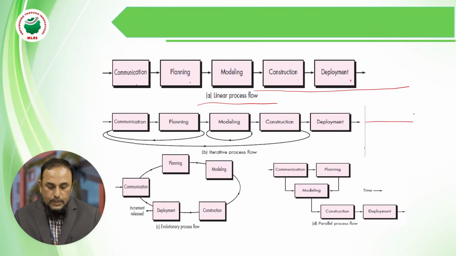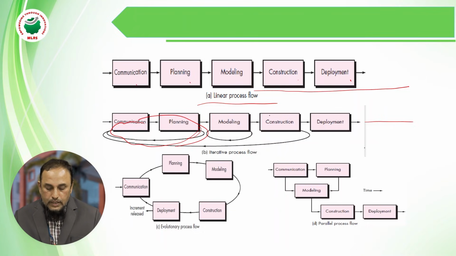In the incremental model, the process flow will occur in an iterative fashion. For example, iterative means here, after communication and planning activity, it will take one iteration. It can go back again. It comes to the communication and planning.